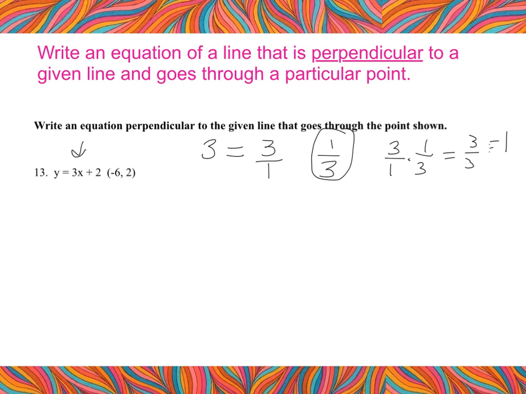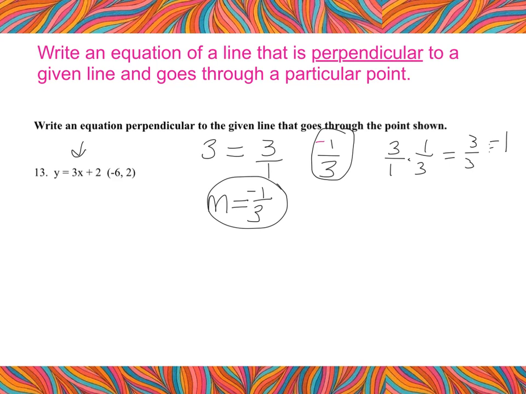However, that's not our slope for our perpendicular line because they must also have opposite signs. So the slope we want is going to be negative 1/3. If we think about what we know about our new equation, we already know that the slope is negative 1/3. Oops, don't forget your negative. I almost did. The rest of the procedure is exactly like if the lines were parallel.